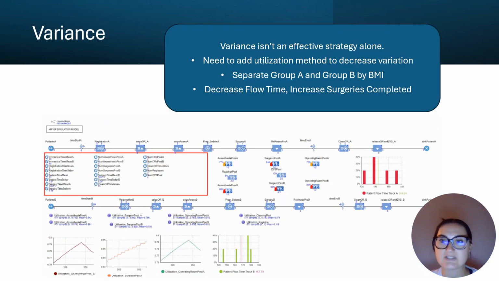Variance alone wasn't an effective isolated strategy, but if utilization was added, then the variance decrease would allow for a decreased flow time and increased surgeries completed a day. By unpooling patients, surgery times were able to level out. The perceived wait times are important for patient satisfaction, and there needs to be more time in the procedure itself rather than the prep time to ensure accuracy of the procedure and to prevent any revisions that might need to be done.